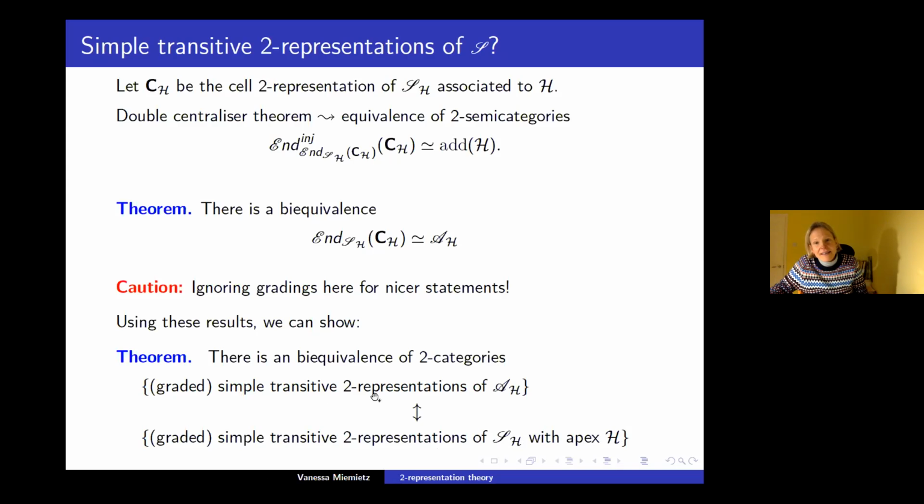And here, I'm not being super precise about the gradings. What we mean by that is simple transitive two representations of A_H, and for the morphism categories between those, we take the Z covers. And then we have this biequivalence of two categories here. In particular, that reduces the classification of simple transitive two representations of Soergel bimodules to the classification of simple transitive two representations for these A sub H's, which again, outside Coxeter types H3 and H4 is done.